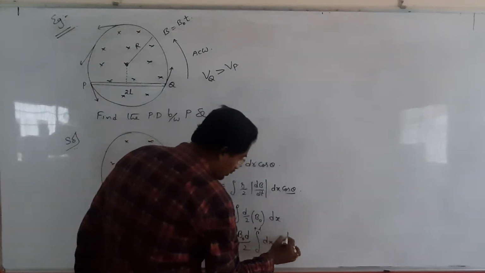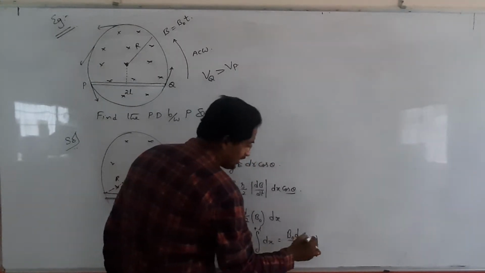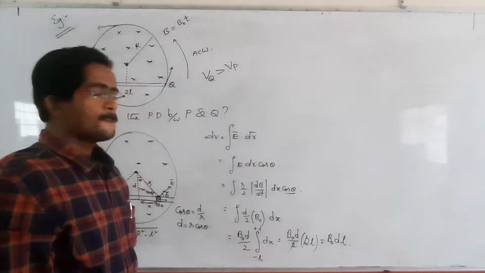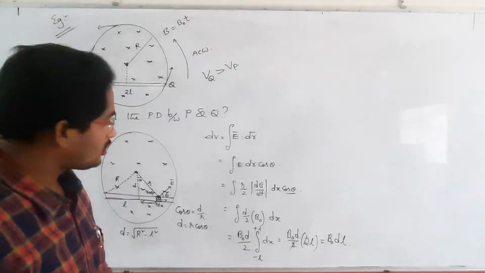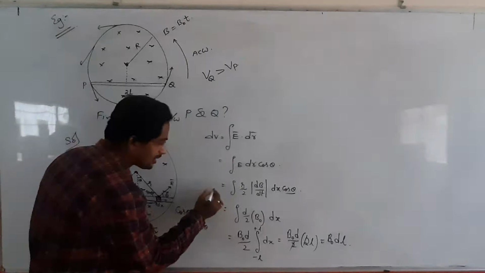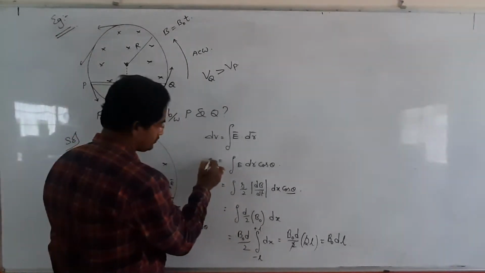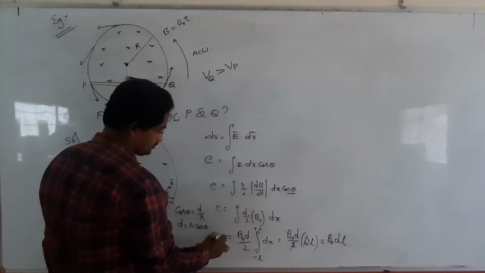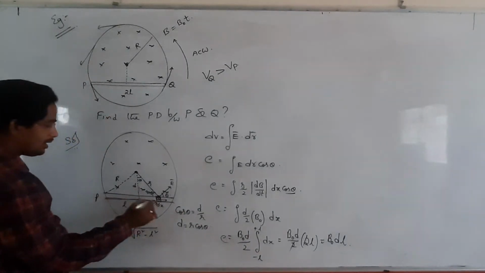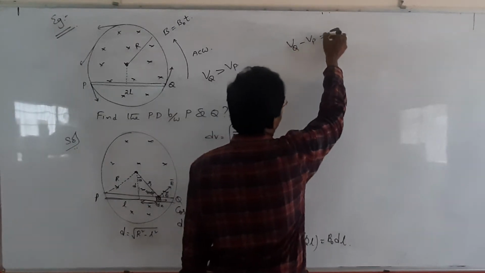So finally we are getting B naught d by 2 into 2L. The 2 cancels. We are getting B naught dL. So that is the induced EMF across the rod. For the total rod, the induced EMF across this rod is Vq minus Vp equal to B naught dL.